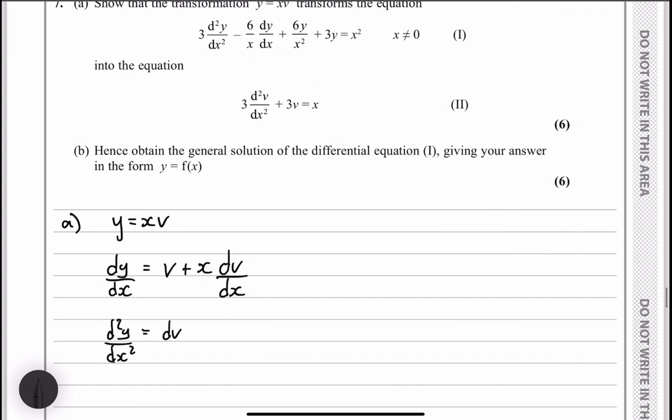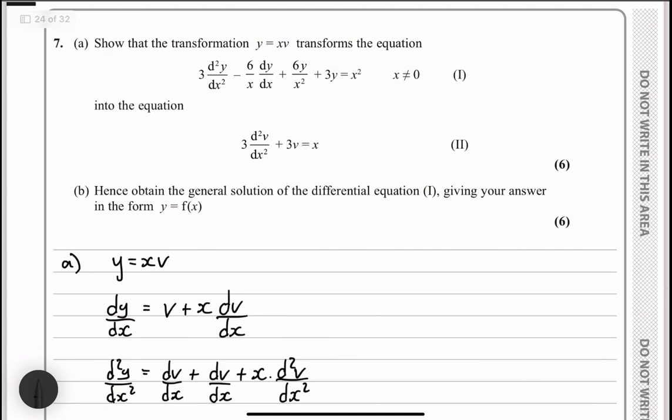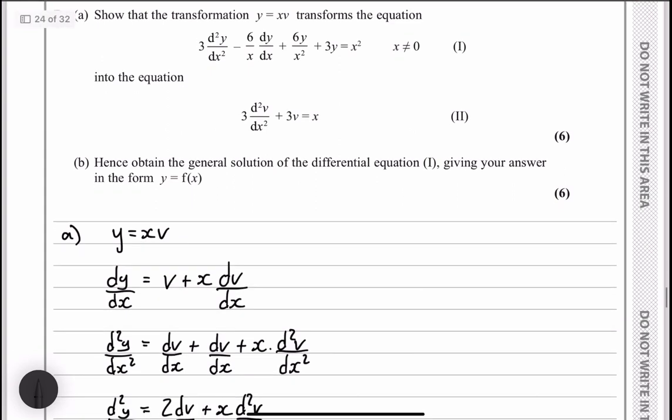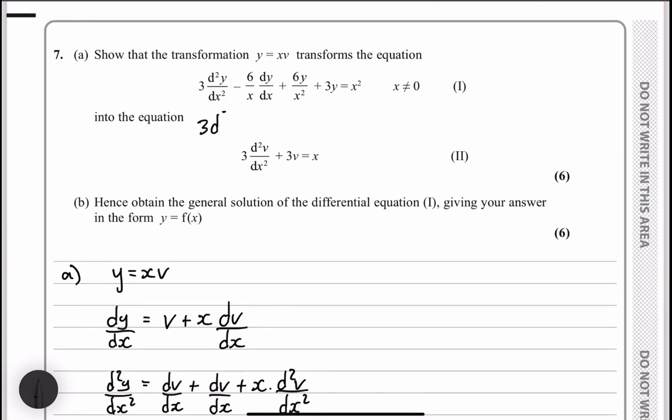Differentiate v with respect to x, and then we need the product rule again. X is just a 1, so we've got dv by dx plus x times the derivative, so that's the second derivative now, like so. Then of course we can add these two together, and this is the result for our second derivative of y with respect to x. Now we're ready to substitute in. We're going to need to substitute the first and the second derivative, and also y equals xv. So there's quite a lot of substituting going on here. Let me write this out here and drag it down.